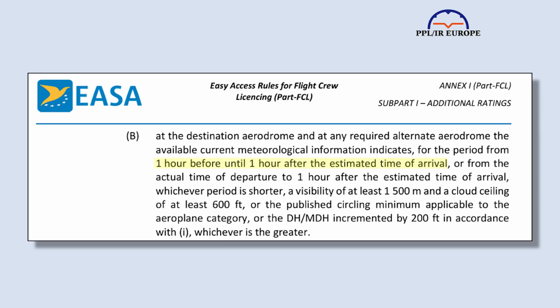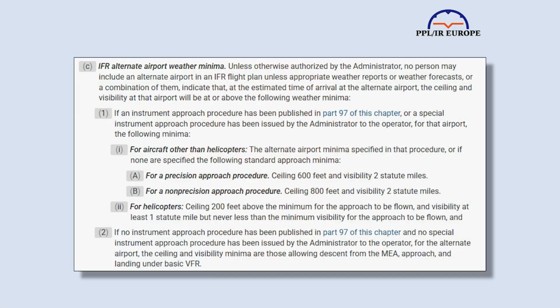From an hour before until an hour after the ETA: at least 1,500 meters visibility, a cloud ceiling of at least 600 feet or circling minima if greater, and the decision height or MDH incremented by 200 feet. These are the EASA planning minima for the alternate aerodrome, applicable to EASA registered aircraft and to all aircraft operating in European airspace to ICAO standards. If you fly an N-registered aircraft, FAA rules additionally apply where they're more stringent than the EASA ones.